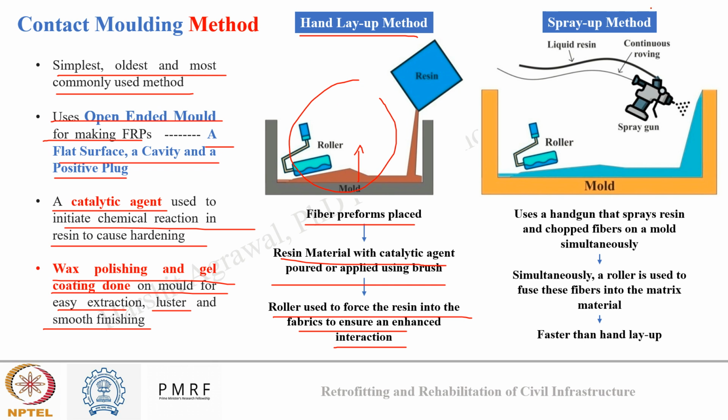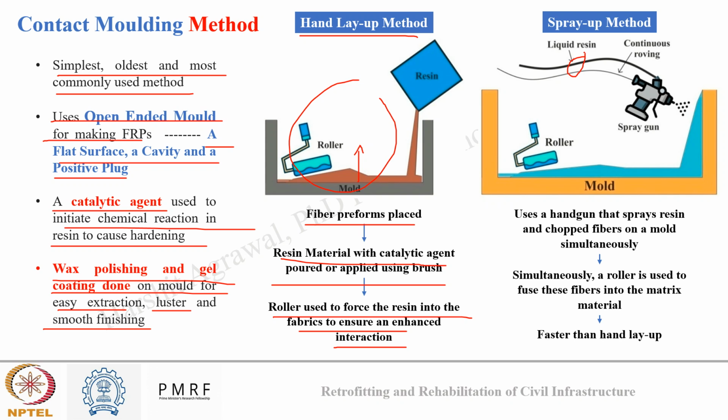And the second method is the spray up method. This method uses a handgun to spray resins, and in this both resin and fibers are poured using the spray gun. Since resin is a liquid material and fiber is a solid material, and since we are spraying, chopped fibers are mostly used here. In the image you can see a spray gun and two pipes attached to it. One is for resin and the other is for fiber.